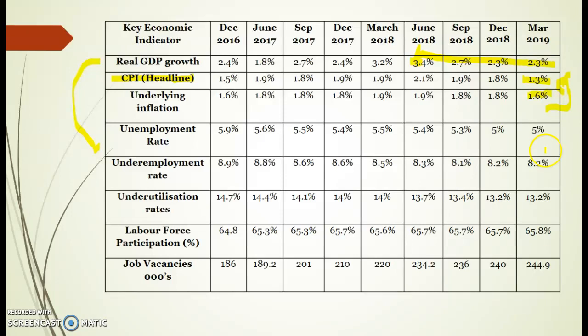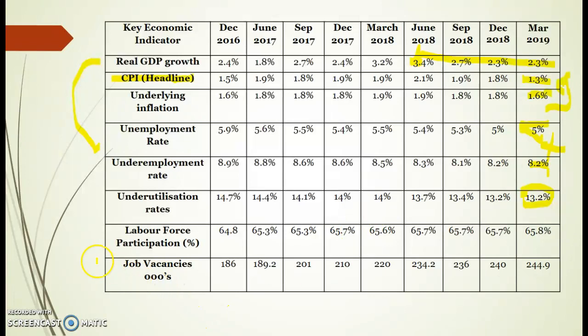Unemployment rate, we're just inside our range at the moment. However, that figure is a little bit misleading, which we'll talk about in a second, because there's a high rate of underemployment. 8.2% for the underemployment rate. So again, that means a lot of people are not working as much as they would like. And 13.2%, which is just these two plus together, the underutilization rate, underemployed plus unemployed.